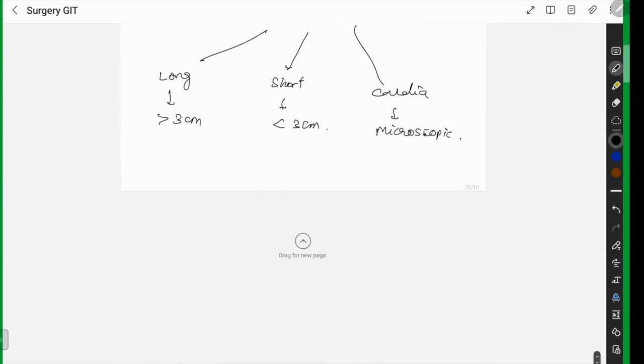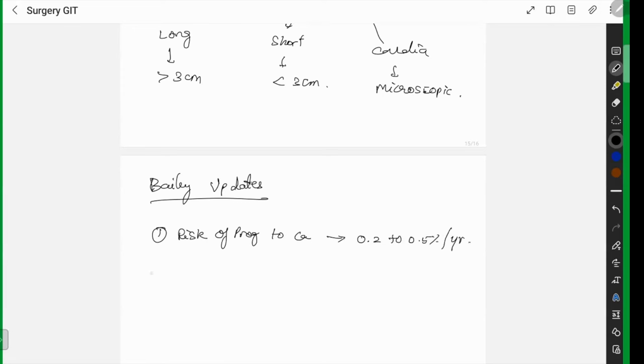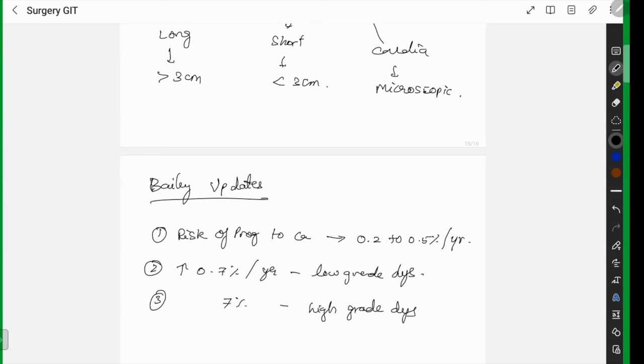So there are some recent Bailey updates. Write it down, Bailey updates. This can be asked as an MCQ in your university exam. Number one is the risk of progression to cancer, which is around 0.2 to 0.5% per year, and it increases to 0.7% per year for low grade dysplasia. And when it is high grade dysplasia, it is around 7%. These are the recent Bailey and Love updates.